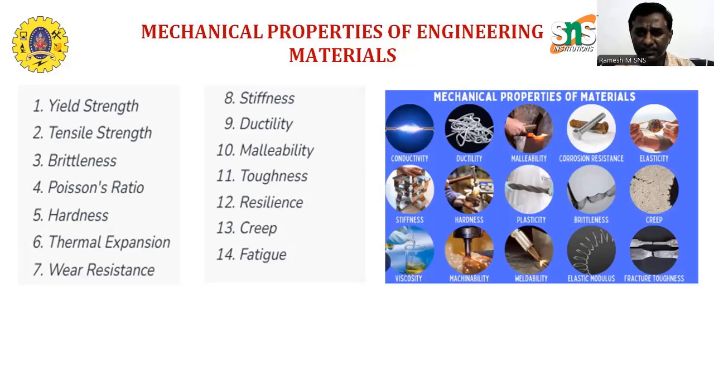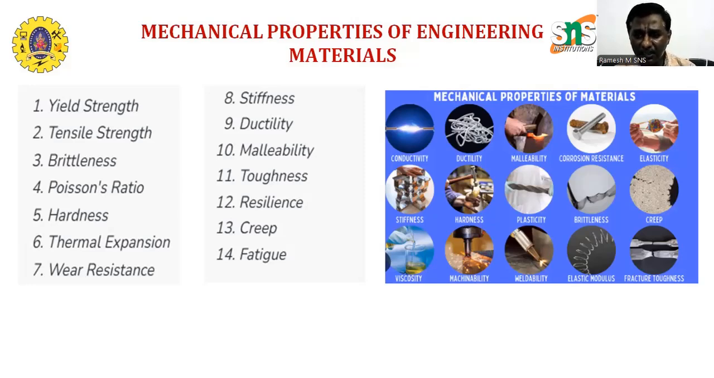The first property is strength. Strength is the material's ability to withstand deformation and failure under external loads. It is one of the most important mechanical properties. Strength can be classified into several types: tensile strength, compressive strength, and shear strength. Tensile strength is the resistance of a material to breaking under tension. For example, steel has a high tensile strength, making it ideal for bridges as well as buildings.